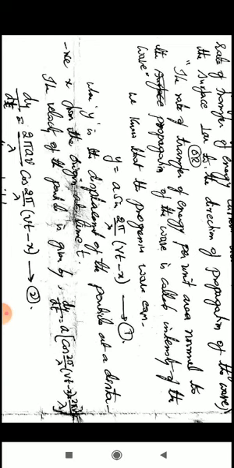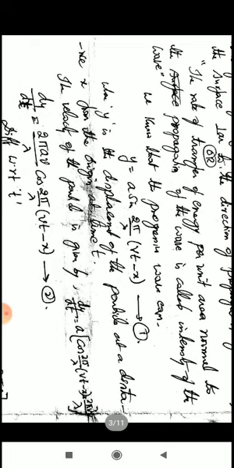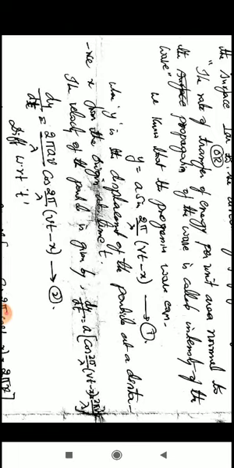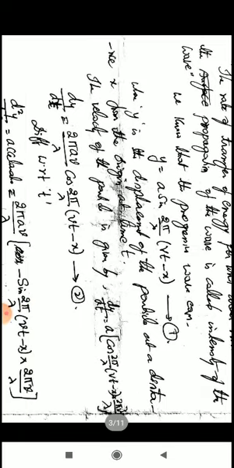We know that the velocity of the particle is given by the rate of change of displacement. Therefore, here the velocity of the particle is given by dy/dt = a cos(2π/λ)(vt − x) × 2πv/λ, or dy/dt = (2πav/λ) cos(2π/λ)(vt − x). I am going to call this equation 2.